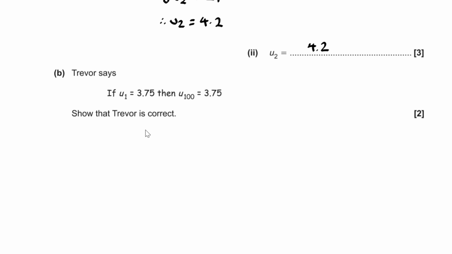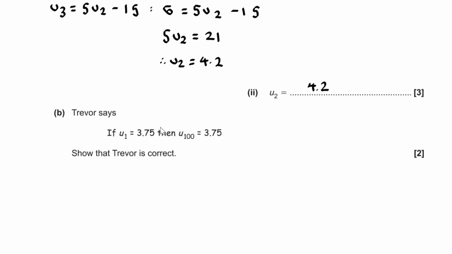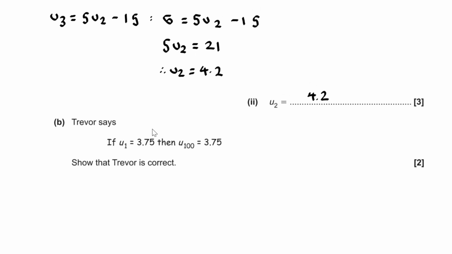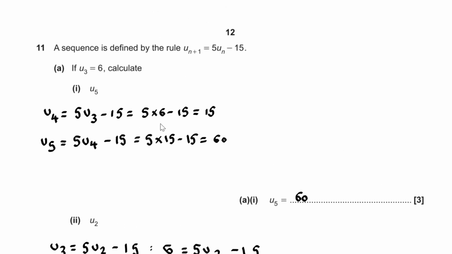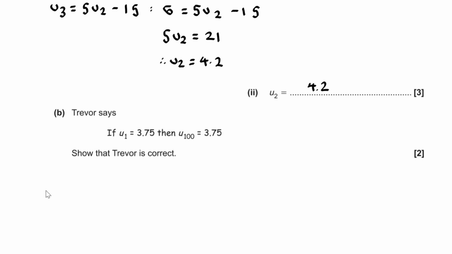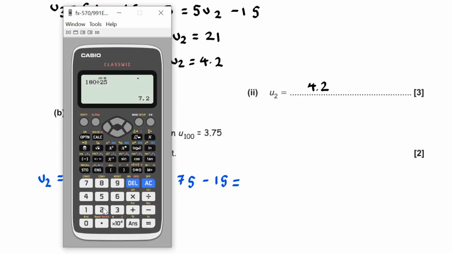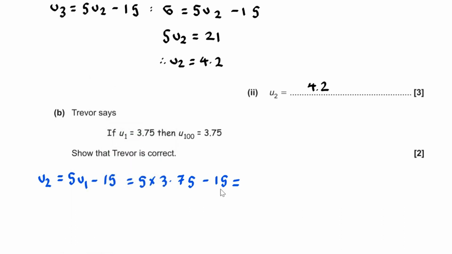So over here, what we can do is, with the sequence, find out what u2 is. So with this, we've got u2 equaling 5 lots of u1 minus the 15. So we've got 5 times by 3.75 take away 15. If we work this out, we've got 5 times by 3.75 take away 15, which is 3.75.